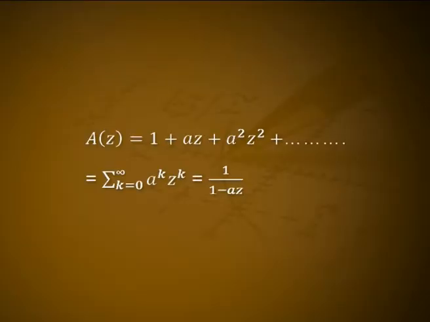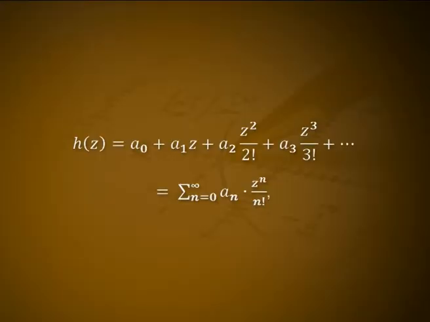In general, the sequence a^n has the generating function A of z equal to 1 plus a into z plus a square into z square plus etc., which is equal to summation k equal to 0 to infinity a raised to k z raised to k, which is equal to 1 by 1 minus az. Therefore, a generating function in which the coefficients of z raised to n are the terms of the sequence A is called binomial generating function of the sequence A.